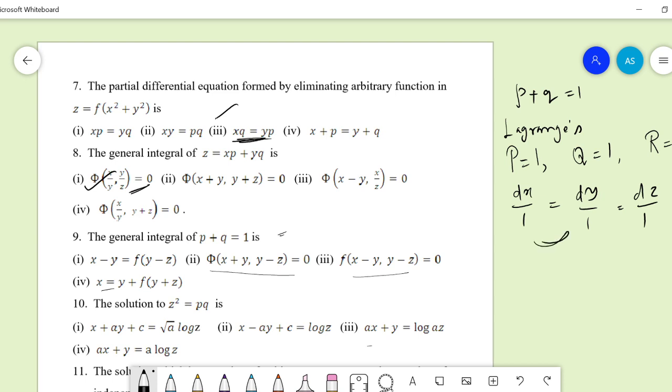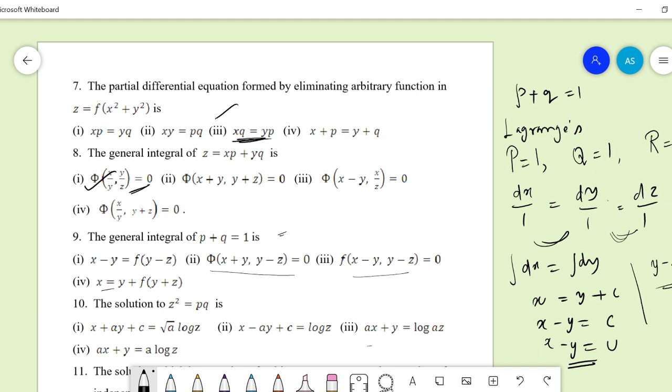So comparing 1 and 2, integral dx equals dy. x equals y plus c. x minus y is equal to c. And finally, we can take x minus y is equal to u. Similarly, if you compare dy by 1, dz by 1, we can get y minus z. So the option is x minus y, y minus z. So option 3 is correct.